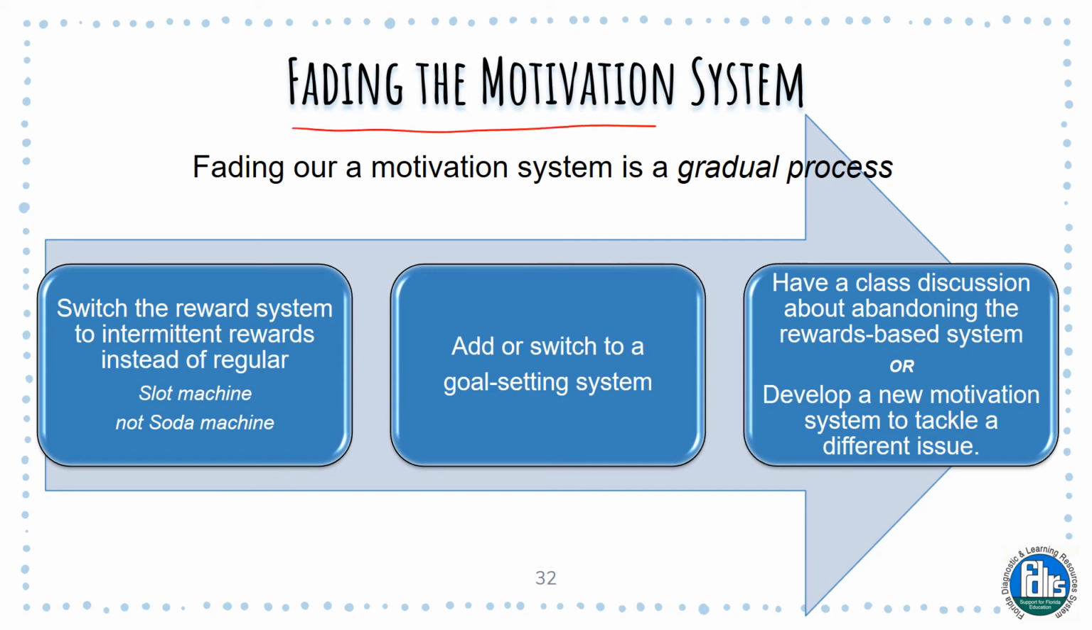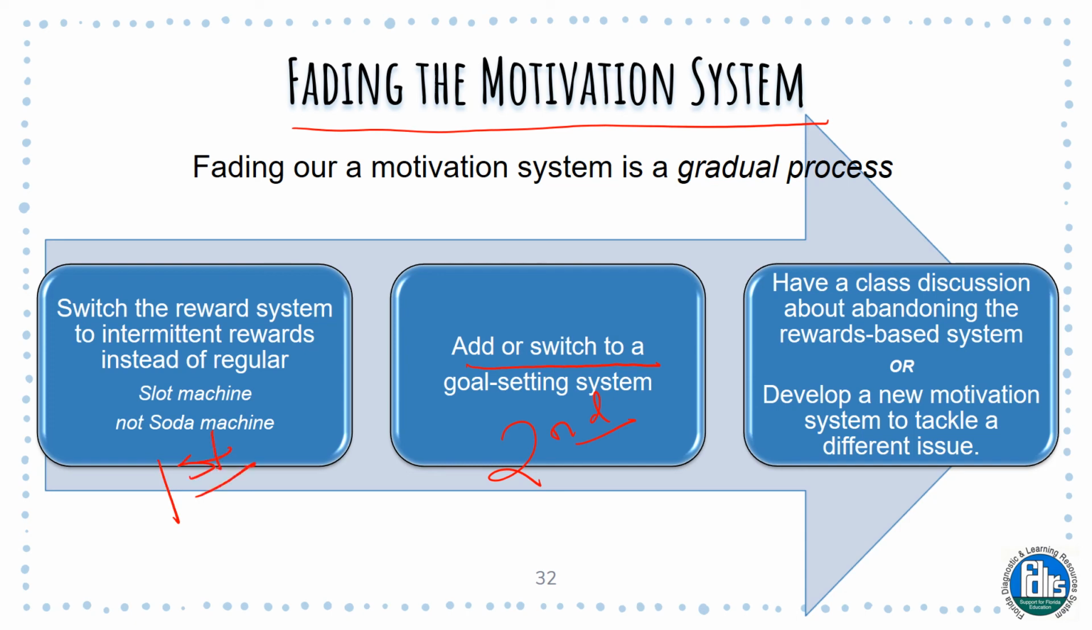So here's about fading the motivation system. It's a gradual process. So first, we're going to switch. Make sure you switch to intermittent rewards instead of regular. So we're doing our slot machine, not our soda machine. Then we're going to add or switch to a goal setting system. So this is our second step. This is our first step.